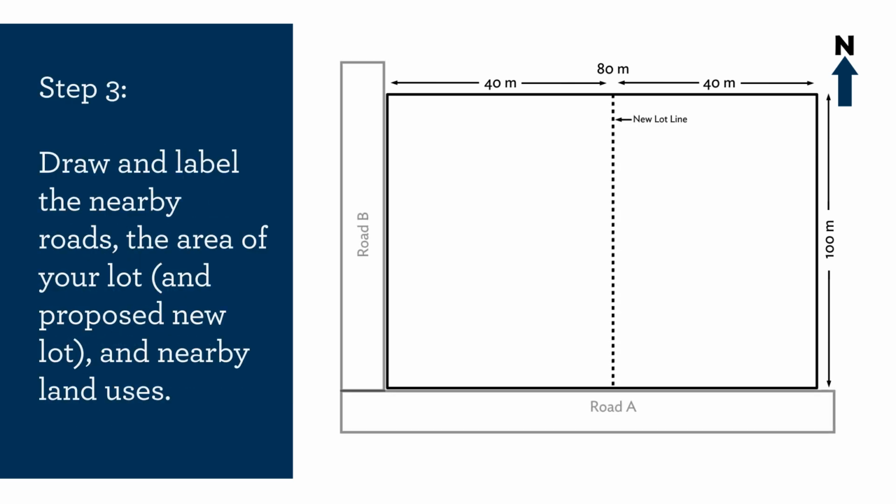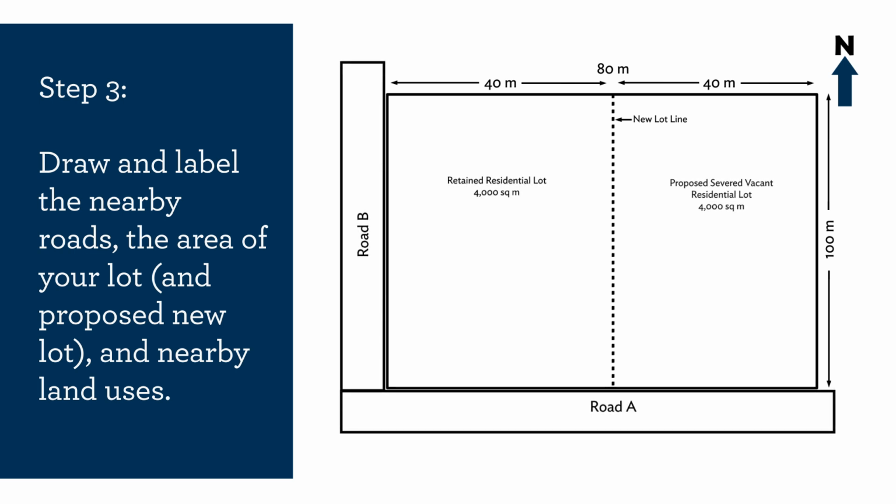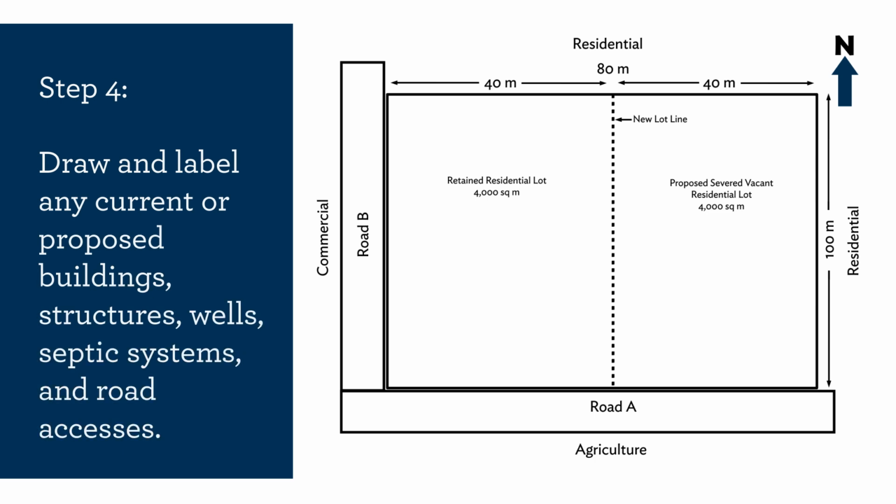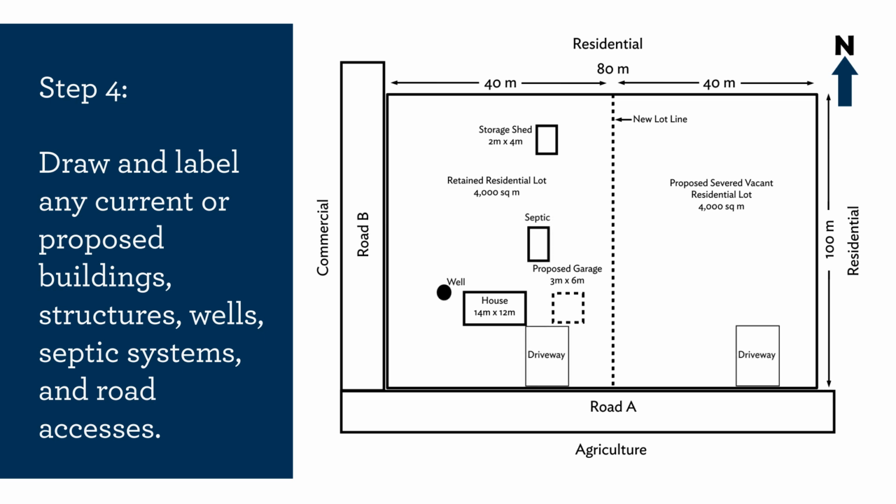Step 3. Draw and label the nearby roads, the area of your lot, and any proposed land division, as well as nearby land uses. Be sure to include and label all roads in and around the property, including unopened road allowances, private and public roads, or rights of way. Step 4. Draw and label any current or proposed buildings, structures, wells, septic systems, driveways, and parking areas. This could include detached garages, sheds, barns, decks, pools, fences, and houses.